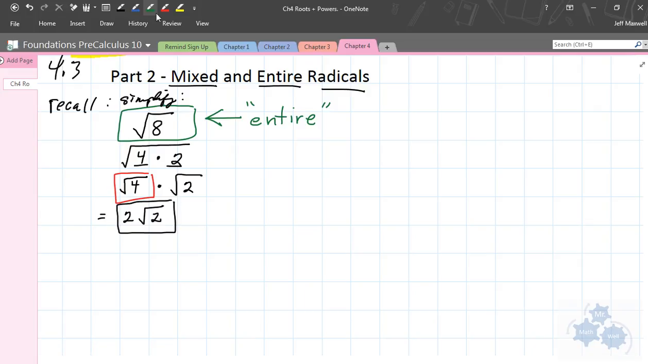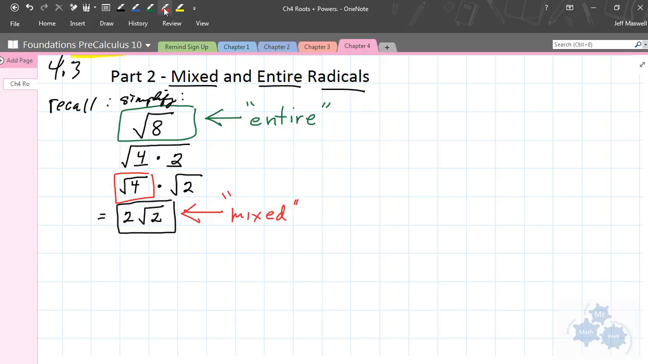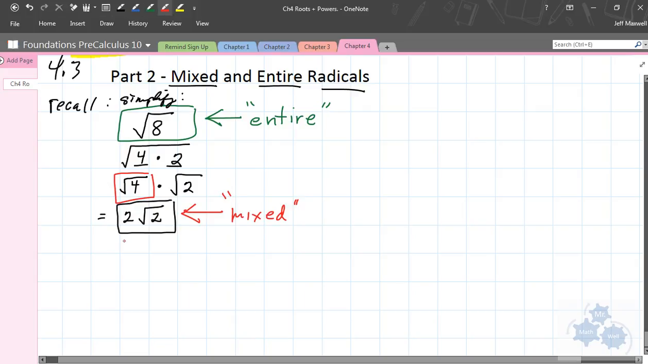And this one here is a mixed radical. It's a mixed radical because we have regular numbers or coefficients, okay, regular old numbers, and we have radicals, or the square roots or cube roots or fourth roots. So this has got two distinct parts, and that's called a mixed radical. Okay.